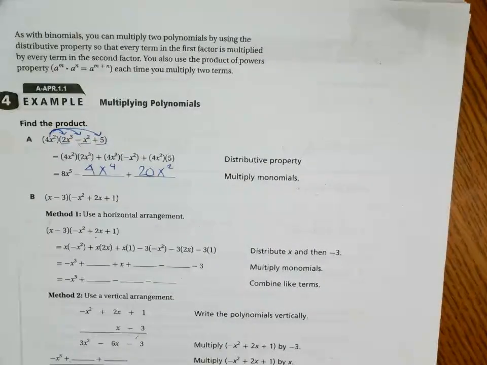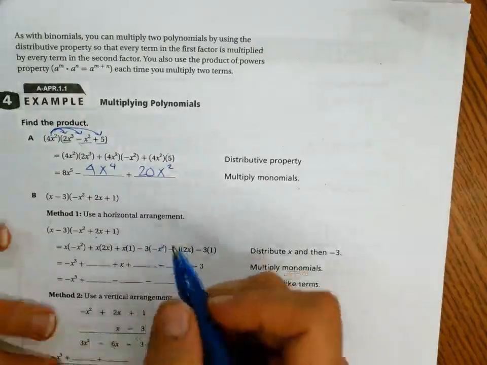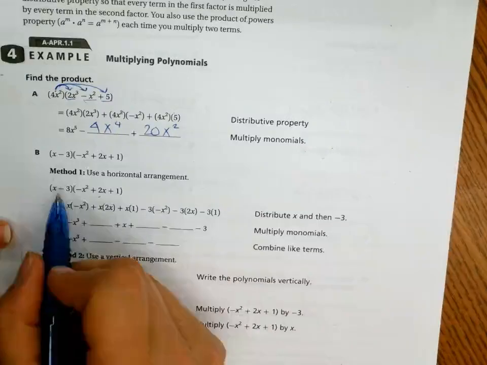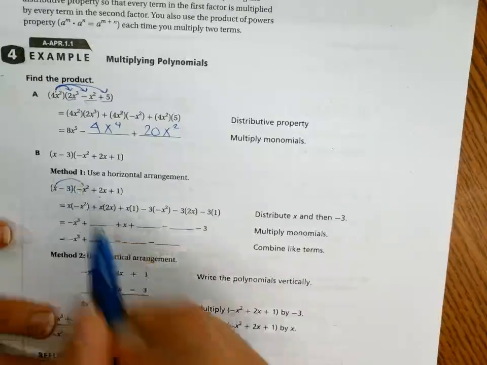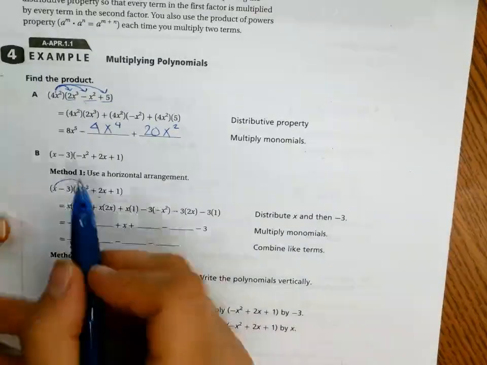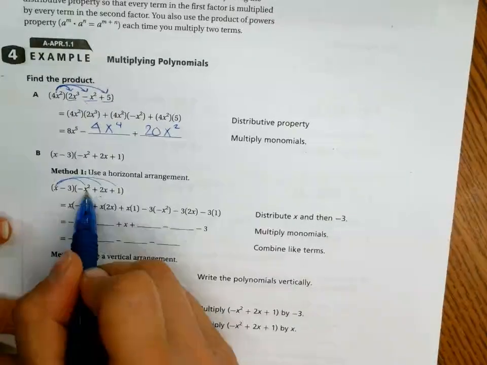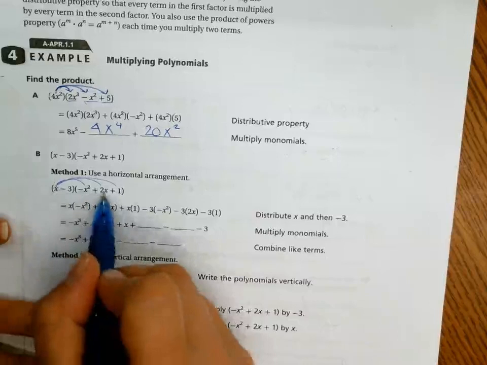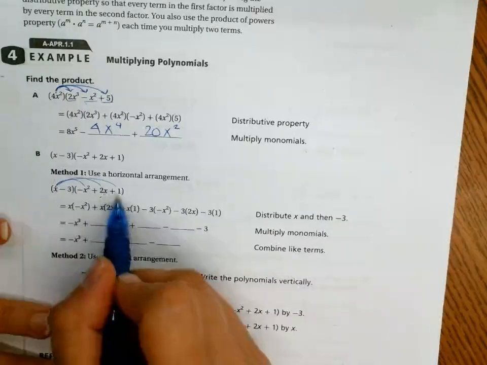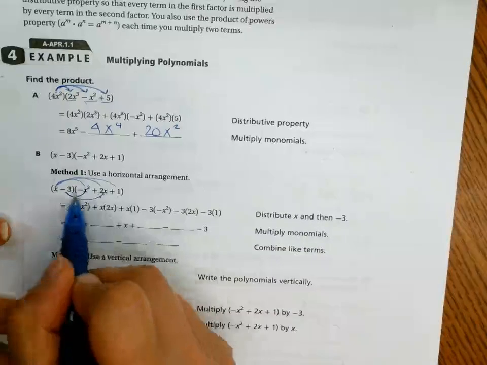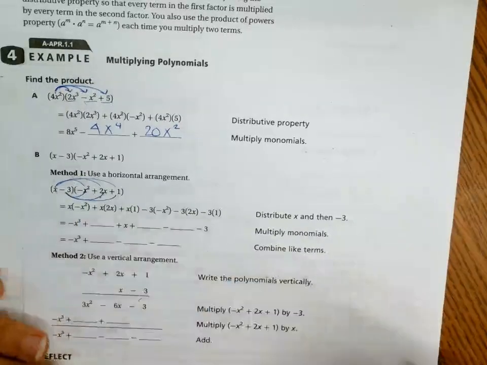All right, so let's try another one. Use the horizontal arrangement. Okay, so we're going to distribute this to everybody. x times negative x squared, x times 2x, x times 1. Now I go to the next one. Negative 3 times negative x squared, negative 3 times 2x, negative 3 times 1.